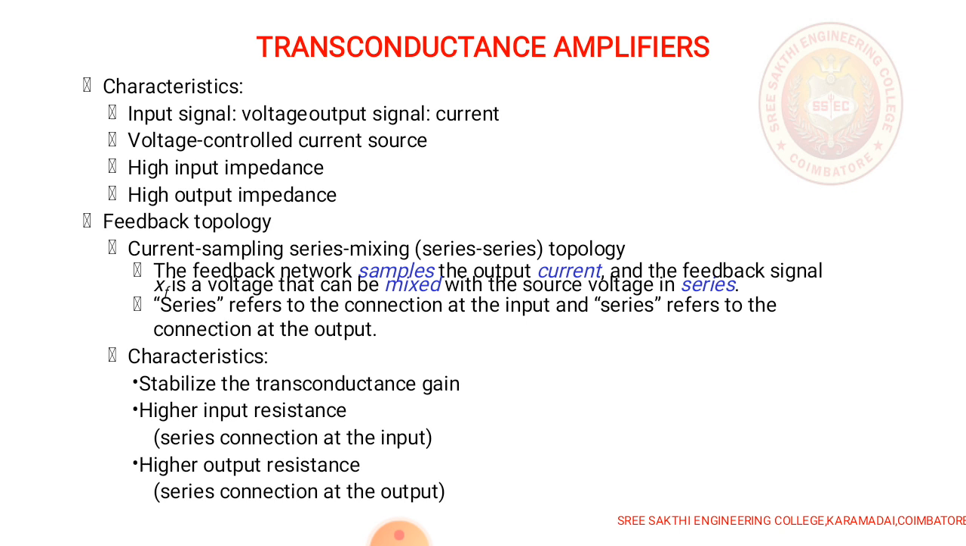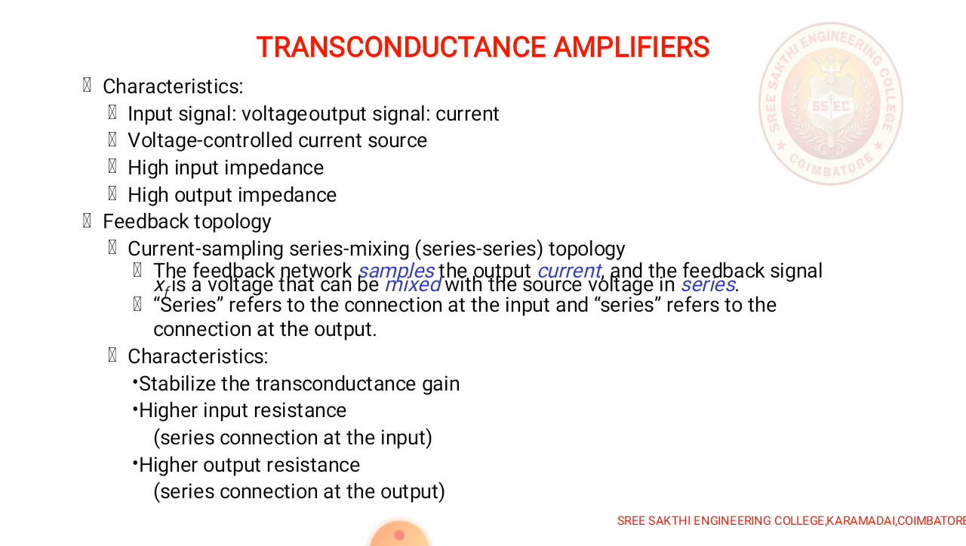The feedback topology is current sampling series mixing, that is series topology. Both input and output have series connections. The feedback network samples the output current and the feedback signal is the voltage that can be mixed with the source voltage in series. Here the first term series refers to the connection at the input and the second term series refers to the connection at the output.